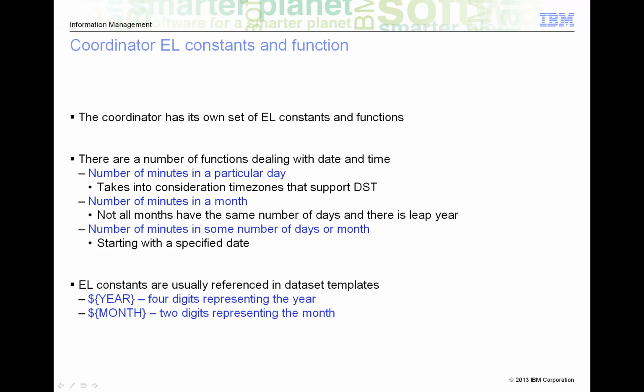The Oozie Coordinator has its own set of expression language constants and functions. These deal mostly with date and time. The time with which the Oozie Coordinator works is Coordinated Universal Time, UTC, formerly known as Greenwich Mean Time. Time zones are expressed as offsets plus or minus from Zulu, or by time zone identifiers such as America/Los Angeles.